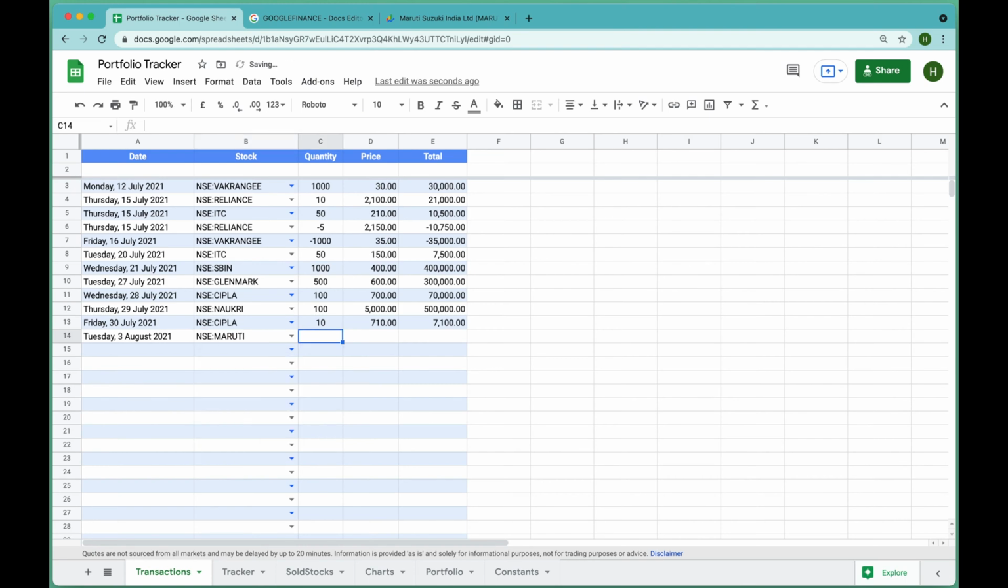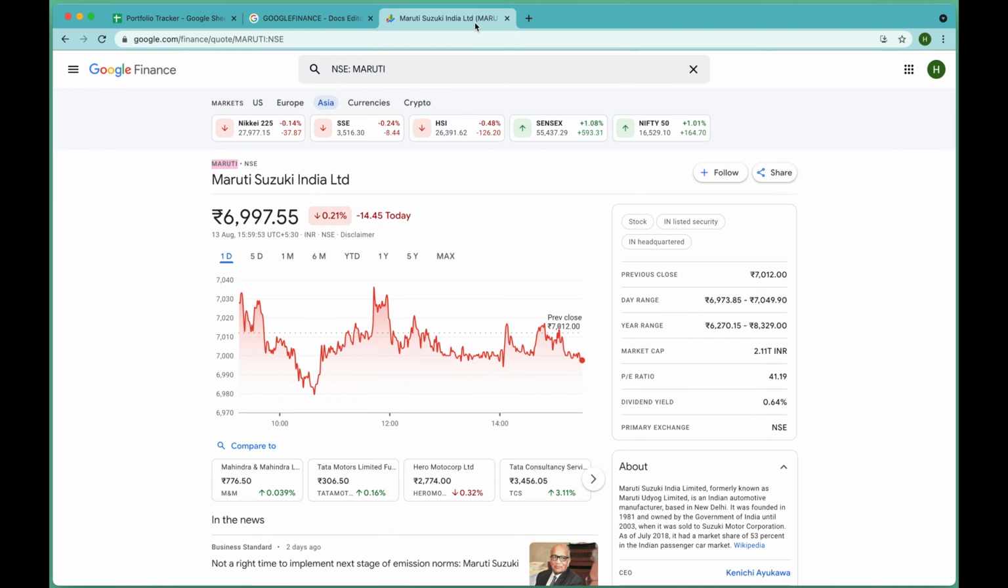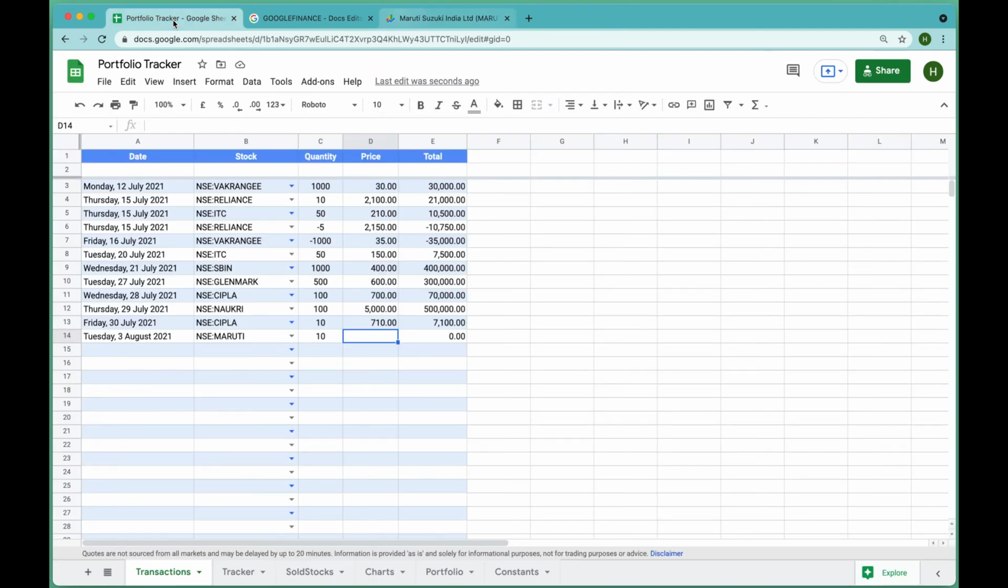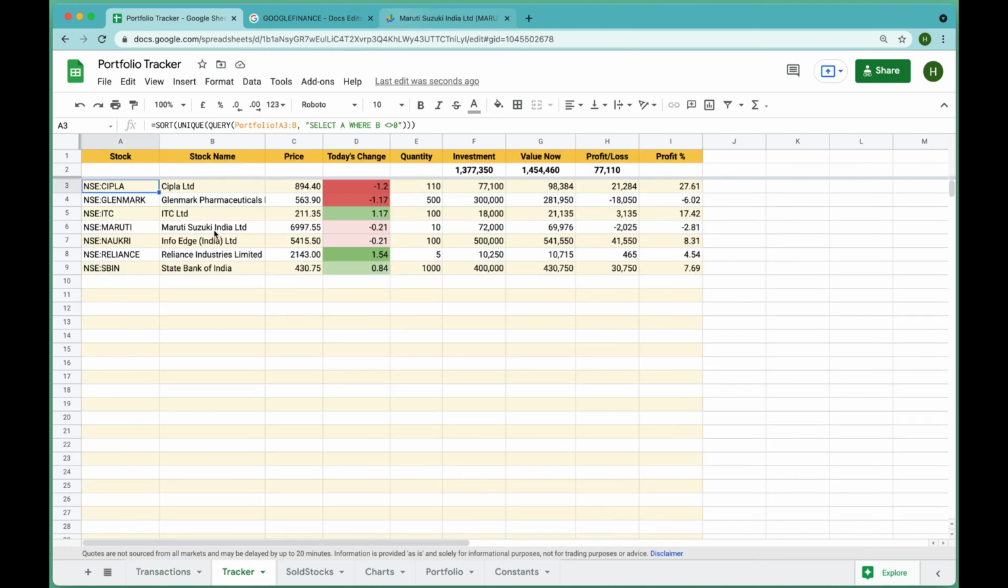Say on 3rd of August, we bought 10 stocks of Maruti Suzuki and right now the price of Maruti Suzuki is 6997 and we bought it for 7200. The total investment will be 72,000. If we go to our tracker now, we'll see that the stock is added to our portfolio. The price is 6997 right now and quantity is 10 and 72,000 is the investment and the current value is 69,976. The current price is again fetched from Google Finance.